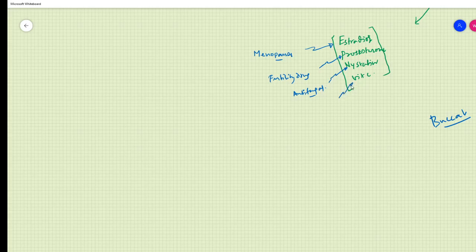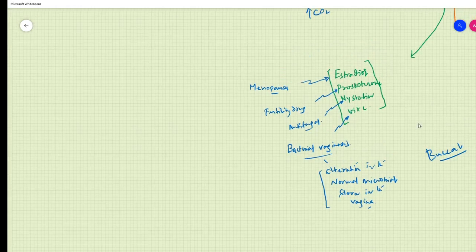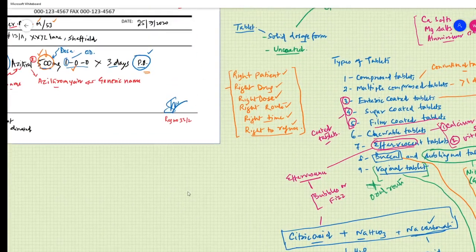And vitamin C is basically given in bacterial vaginosis. So what is bacterial vaginosis? It is a condition where there is alteration in the normal microbial flora in the vagina. So this vitamin C as a vaginal tablet is indicated in bacterial vaginosis.